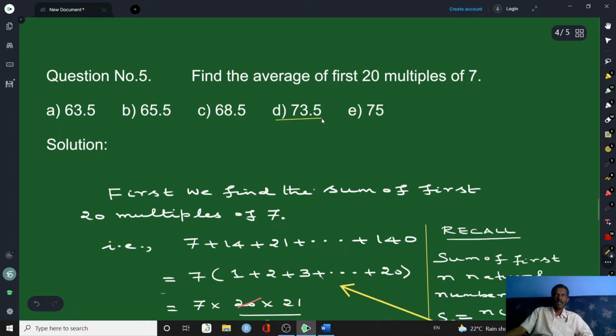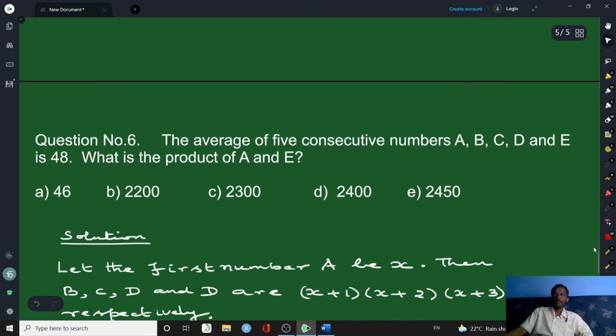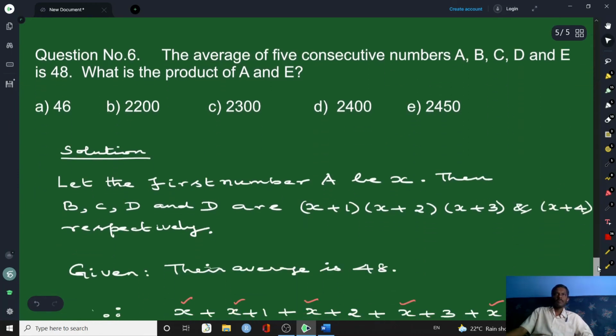Okay. So in this case, we have to find the sum first and then find the average. Okay, now we move on to solve the next problem. What is the problem? The problem is this.